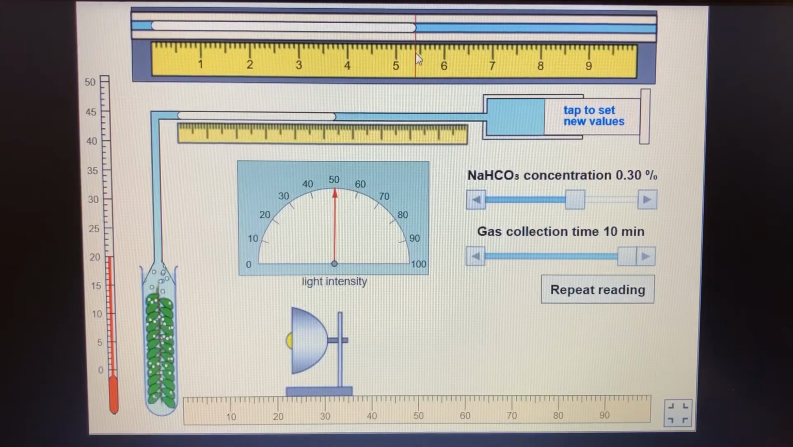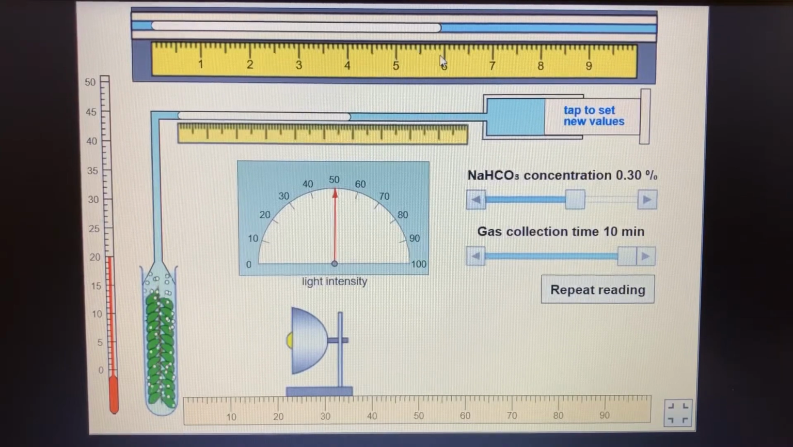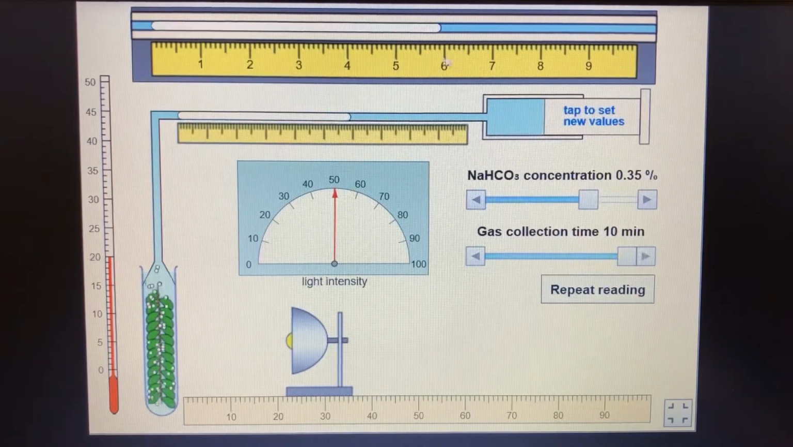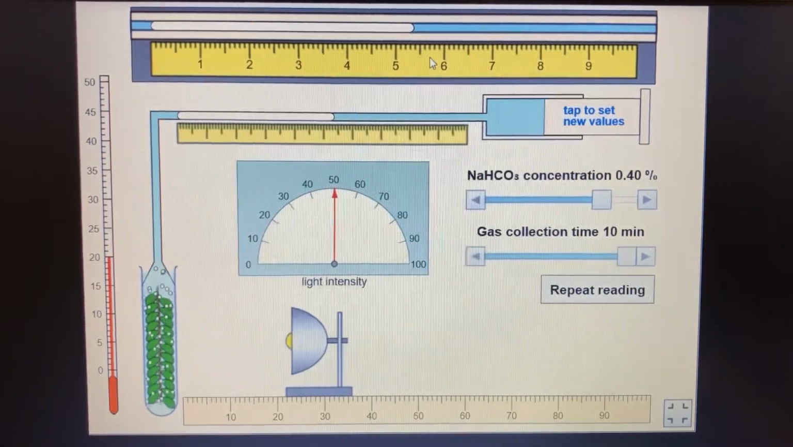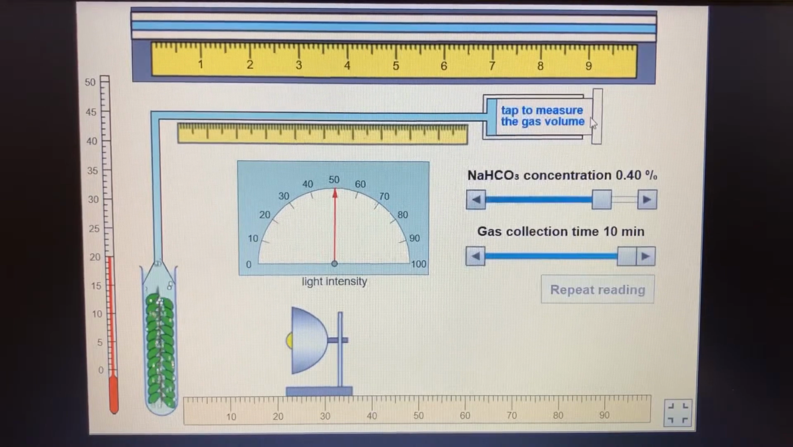So we're on 0.3 now, and we've got 5.4, 5.7, 5.9, and we're going to take it to 0.35, 5.9, 6.8, 5.4, and we're going to go to 0.4 now, 5.4, 6.6.